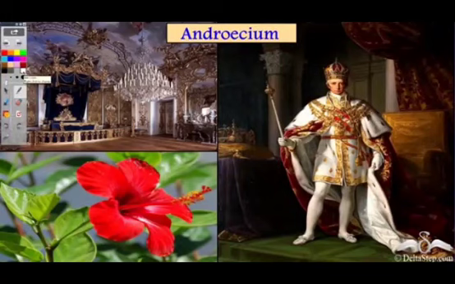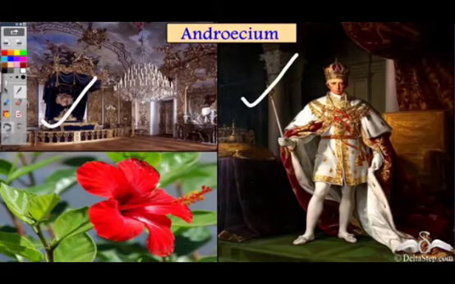Do you know a flower has different rooms for its king and queen, just like a palace? Surprised to hear that? Let's check it out. See, just like in a palace, there is a different room for the king. Similarly, in a flower, there is a room for the male reproductive part, which is known as androecium.